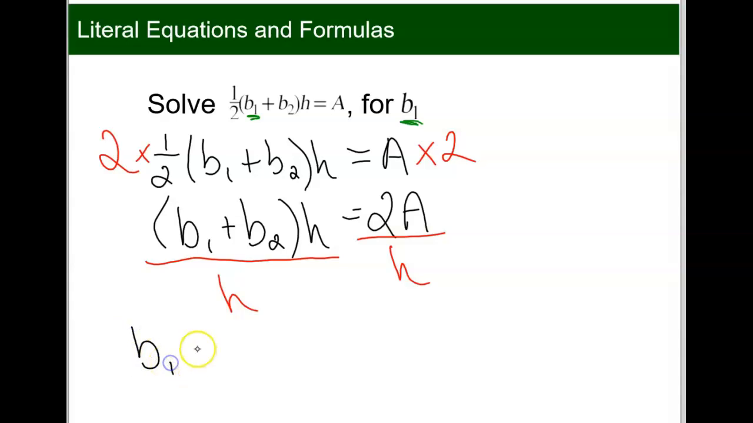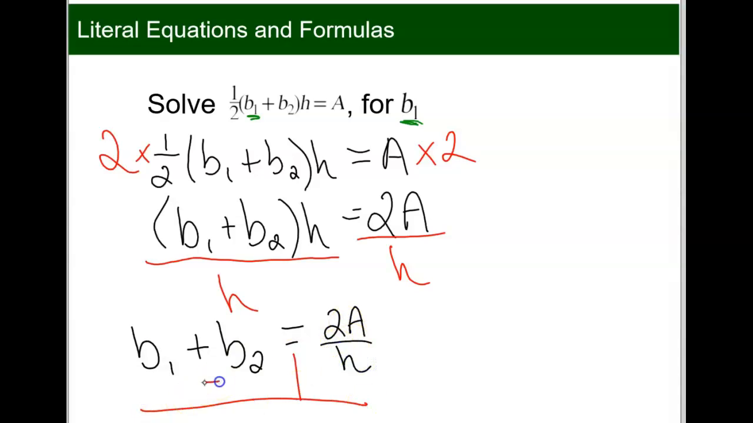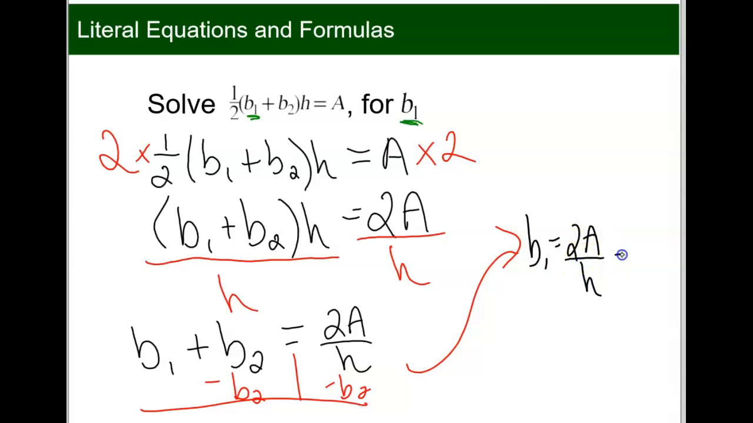So now I get the first base plus base 2 is equal to 2a over h. And to get base 1 by itself, let's subtract base 2 on both sides. And our answer is going to be base 1 is equal to 2a over h minus base 2. And that's how we work with literal equations.